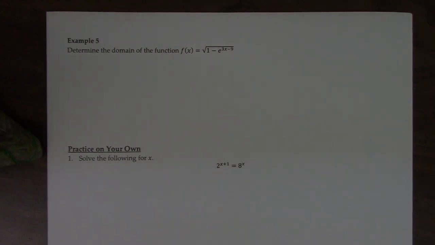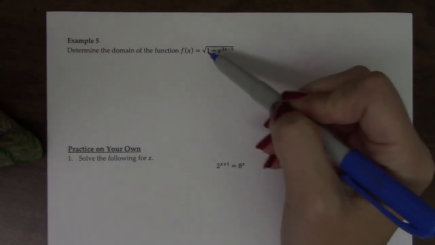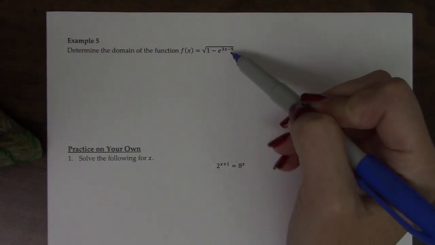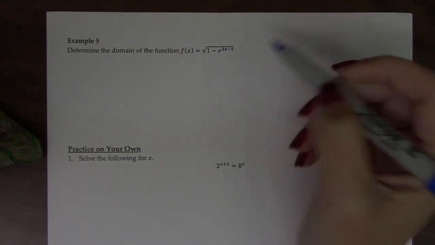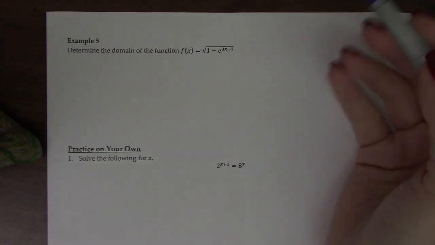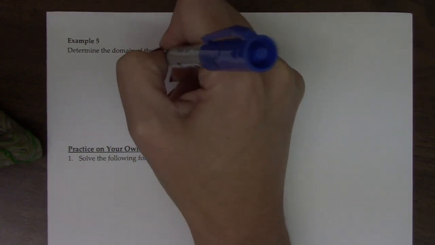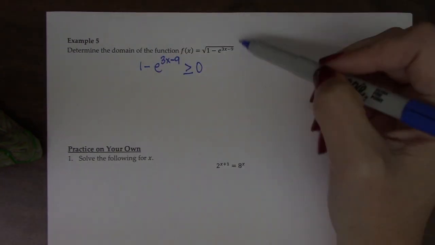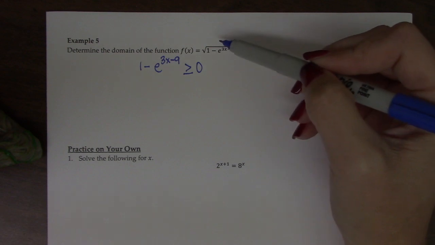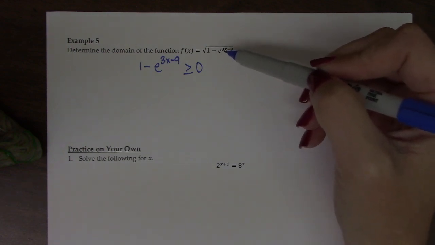Example 5 says determine the domain of the following function. So what I have here is a radical, and then inside of the square root I have an expression. The domain restriction on even roots is that the entire expression under the radical has to be greater than or equal to 0, as long as the radical's in the numerator, right? Because you can take the square root of 0.